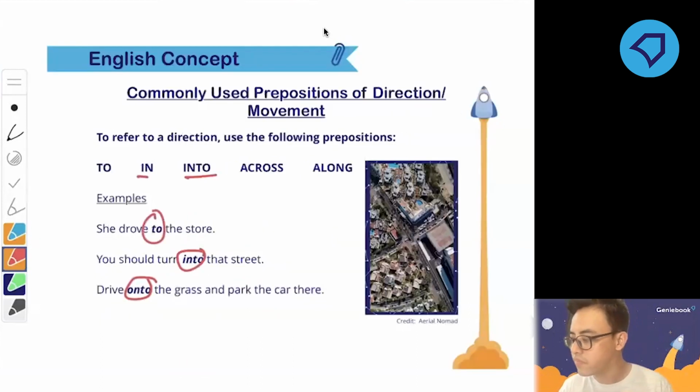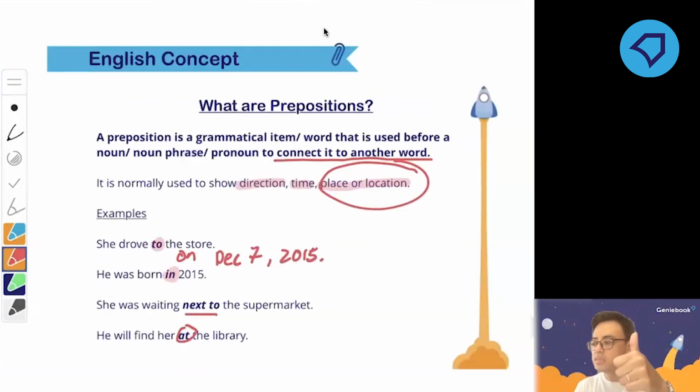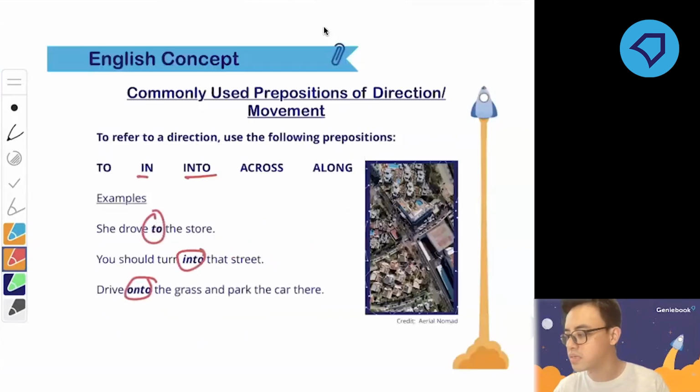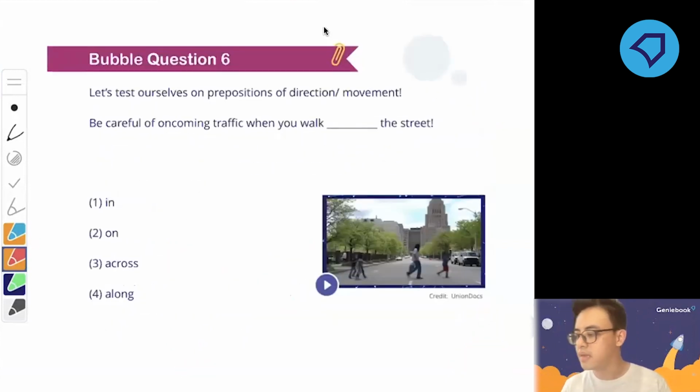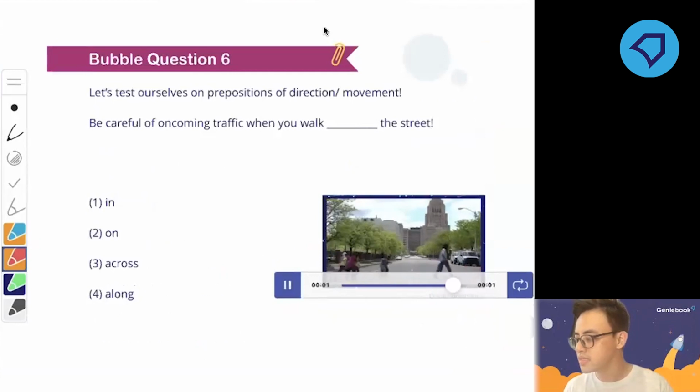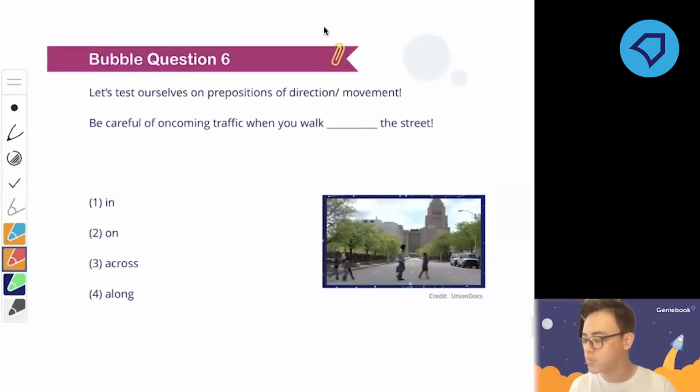So let's round it off. Just remember these three things: DTP. DTP. Direction, time, place or position. Okay, place or location. DTP. Right. Let's do question number 6. So nice. They came up with a visual for you as well.